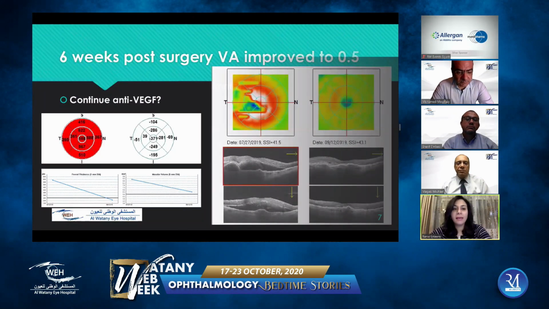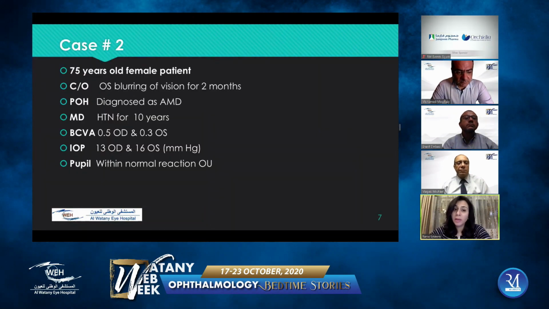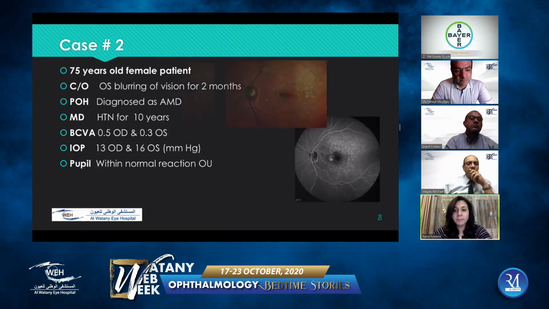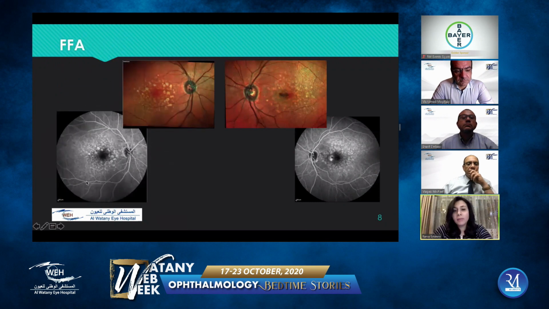My second case is a 75-year-old female patient. She came complaining of left drop of vision for 2 months. She's hypertensive, and the vision in the right eye is 0.5 and 0.3 in the left eye. We can see dry AMD, and we can see active CNV with hemorrhage in the left eye.